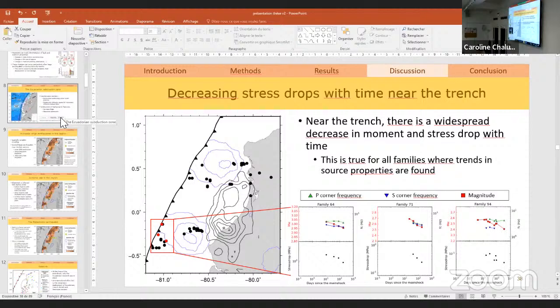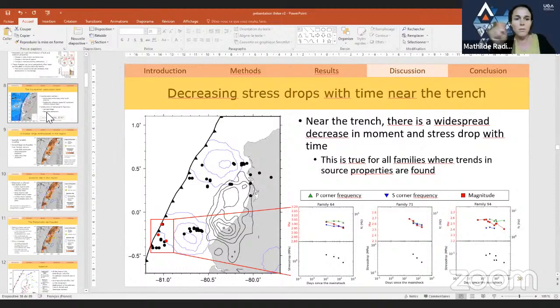So I was just wondering, especially here on the southern pattern, it seems that the streaks are really oriented in the direction, in the orientation of the convergence. You disagree with that, or?